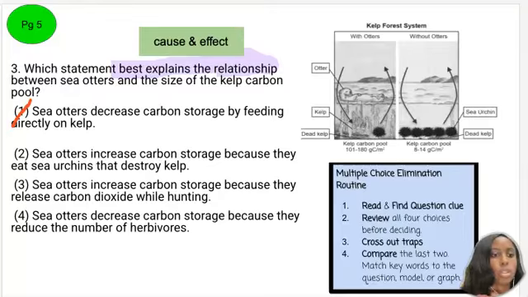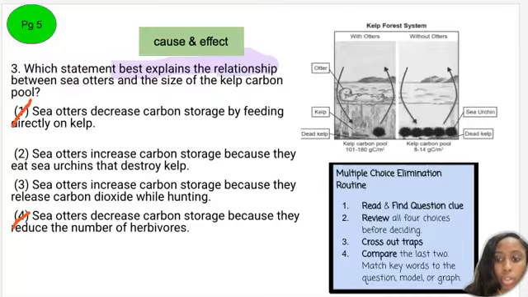Let's see. Sea otters increase carbon storage because they eat sea urchins that destroy kelp. I'm going to keep this one and hold on to it and then continue going. Sea otters increase carbon storage because they release carbon dioxide while hunting. I'm also going to keep it. It doesn't sound too bad. Then that last one, sea otters decrease carbon storage. I'm going to cross this one out.